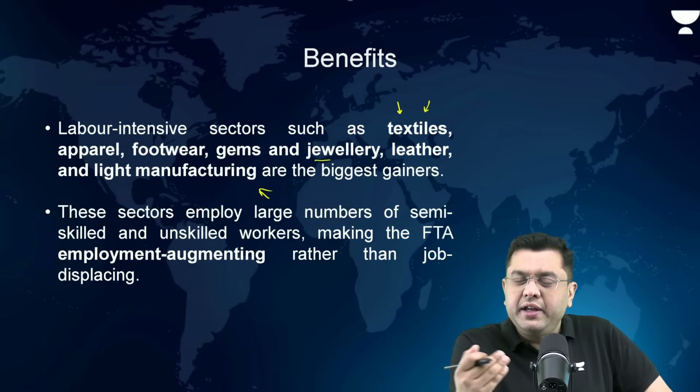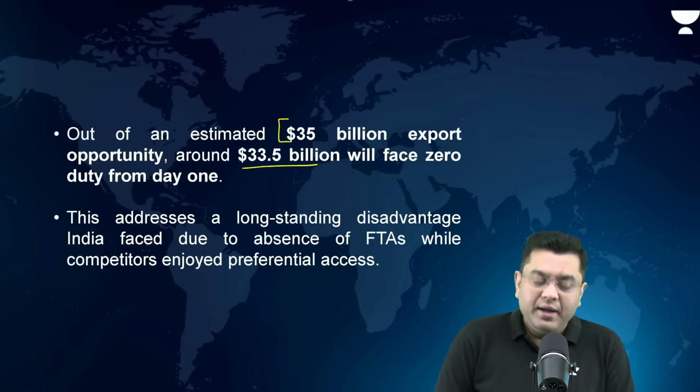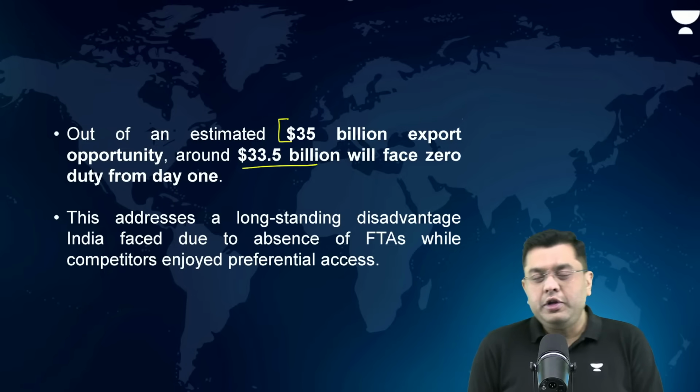So these sectors employ a large number of semi-skilled and unskilled workers. See, skilled workers, they are still able to find meaningful jobs here or there. But it is the unskilled and the semi-skilled workers where the unemployment hits hard, right? So that is where the FTA can be employment augmenting. Out of the estimated $35 billion export opportunity, around $33.5 billion will face zero duty from day one when this is implemented. So that is one of the major advantages that the FTA actually carries.